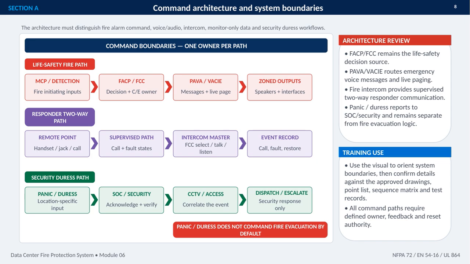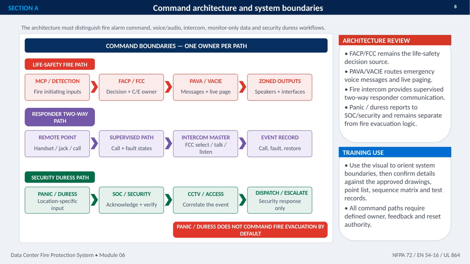A separate path supports responder communication. Remote handsets, jacks, or call points use a supervised connection to the intercom master, where responders can select, talk, and listen. Calls, faults, and restorations should also be recorded as events. The security duress path is intentionally independent.